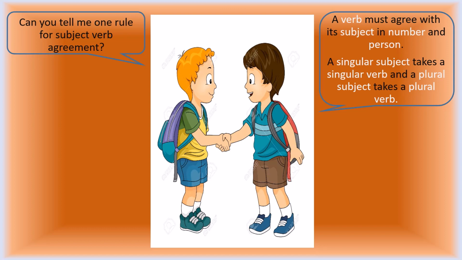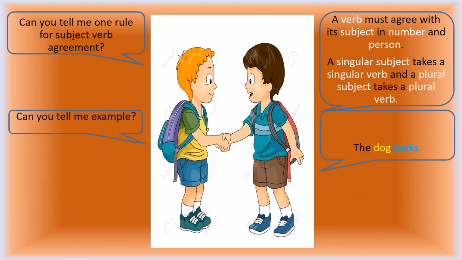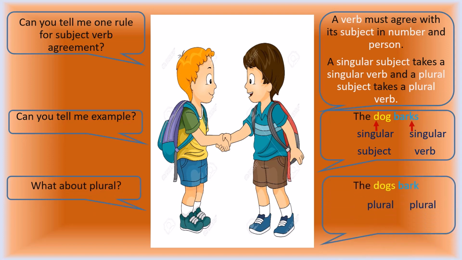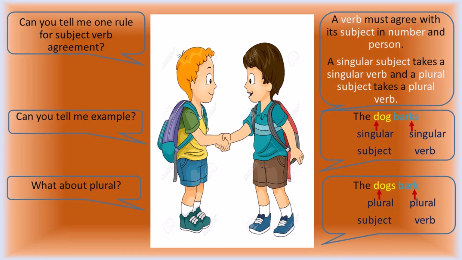So, if the subject is singular, the verb should be singular. And if the subject is plural, the verb should be plural. Let's see one example. The dog barks and the dogs bark. In the first sentence, what is the subject? Yes, it's dog. Is dog a singular subject or plural subject? Yeah, it's a singular subject.